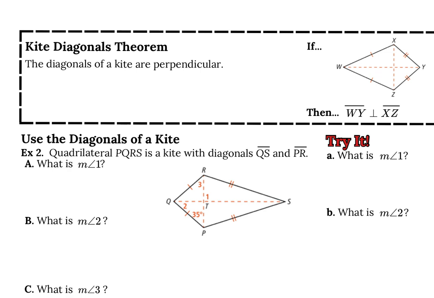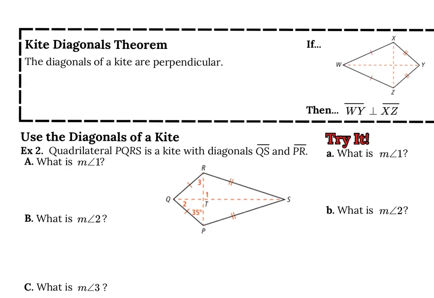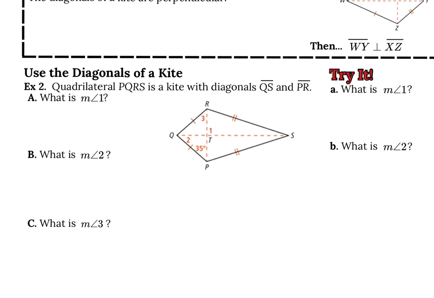All right, next we're gonna look at example 2. So example 2, quadrilateral PQRS is a kite with diagonals QS and PR. What is the measure of angle 1? So we know that those diagonals are creating perpendicular bisectors, so the measure of angle 1 would be 90 degrees. Then they want us to find the measure of angle 2. Well, I know this would also be 90 degrees.